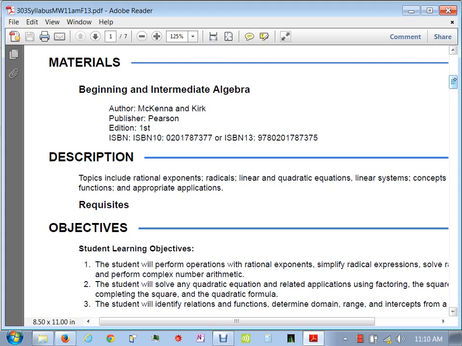Okay, the book. So if you took the class before this, then you would have this book already, so you don't have to buy a new one. It's McKenna Kirk, first edition. What kind of flower is that on the front? I don't know. Looks kind of like a bluebonnet. Anyways, how much are those? Anyone buy it yet recently? No one's bought it recently?